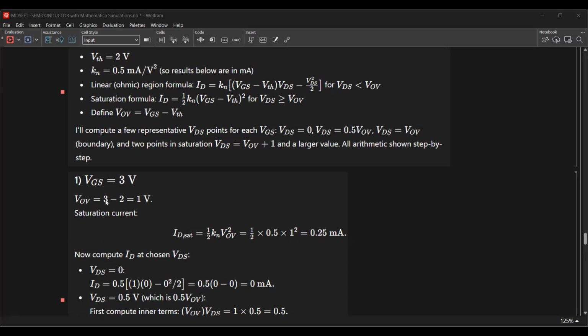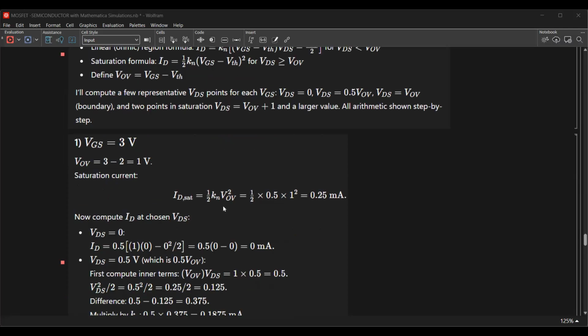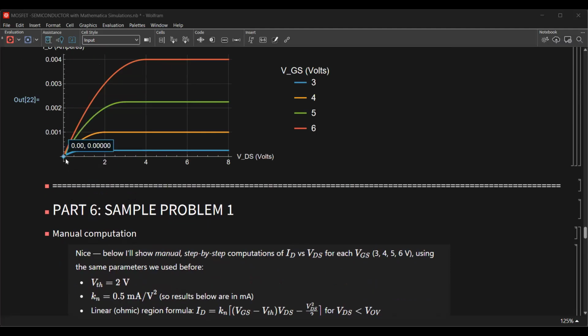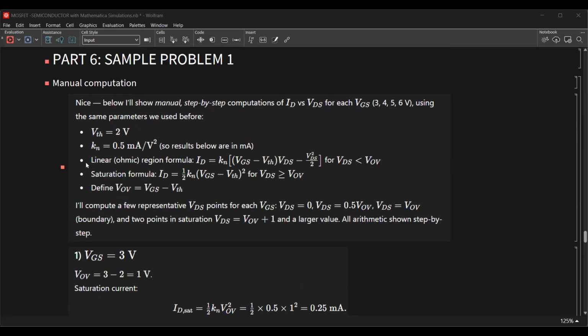So our VOV here is 3 minus 2, equal to 1 volt. So using this formula, we have the saturation current as 1/2 Kn VOV squared. So this is equal to 0.25 here. Okay, so if the VDS is equal to 0, the IDS is also equal to 0 here.